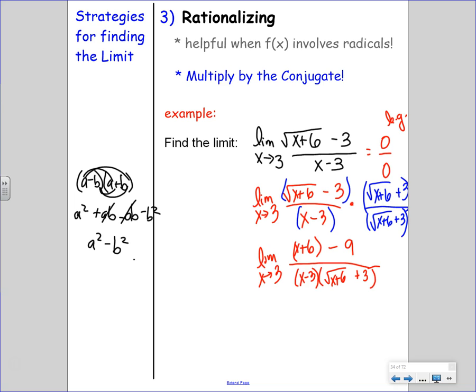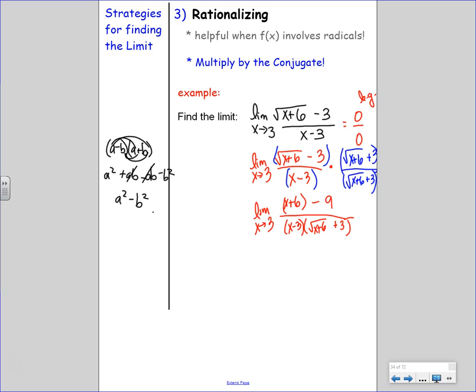What do you guys see? Can we simplify anything? Yeah. X plus 6 minus 9. I mean, I can distribute like a little positive 1. X plus 6 minus 9. Isn't that x minus 3? Booyah. Now, some of you, as you get better at this, you're going to stop writing the limit. But remember, we can't stop writing him until we've taken it.